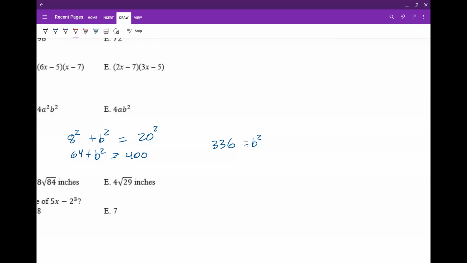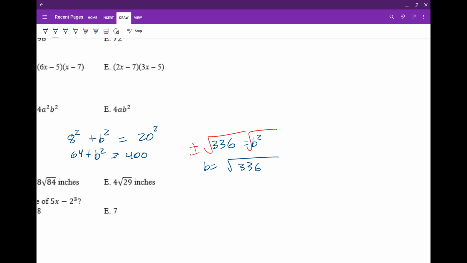So you take the square root of that. And whenever you take the square root, it's plus or minus. In this case, you want to apply only the positive because you can't have a negative length. So it's just going to be positive. But you have b is equal to the square root of 336.